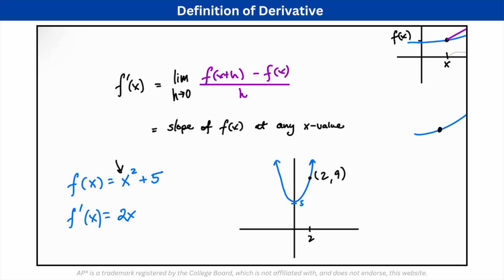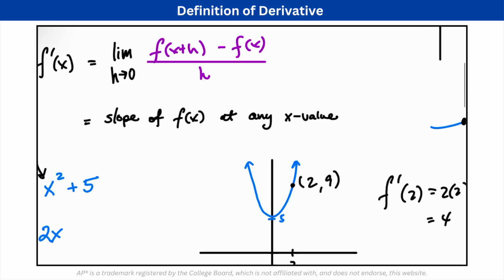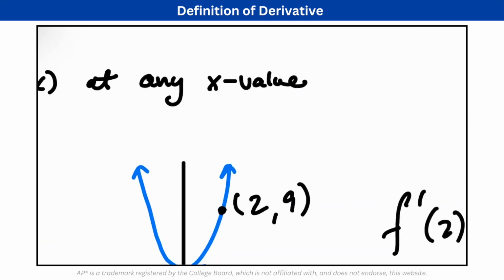So what do you do? You know the x value, right? Just plug it in. And if you actually draw a tangent line, which we will explain a little bit more in a moment, the slope will be 4.